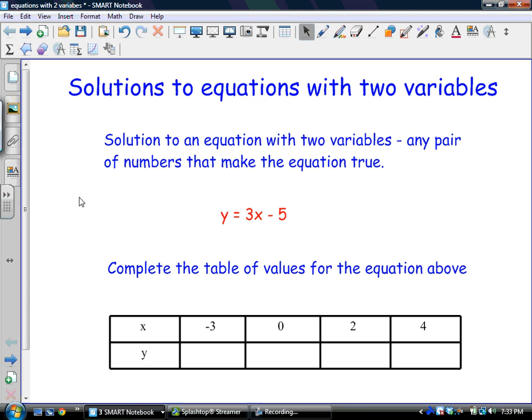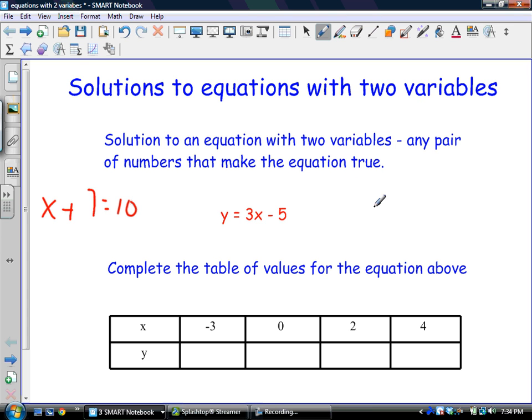So remember that when we were solving equations before, just a simple equation like x plus 7 equals 10, the solution to that equation was the number that made it true. Whatever had to go in for x to make this true, so in this case 3, that was the solution. Well, now we have two variables. We've got a y that we don't know and an x we don't know. So the solution to an equation with two variables is any pair of numbers that make the equation true.